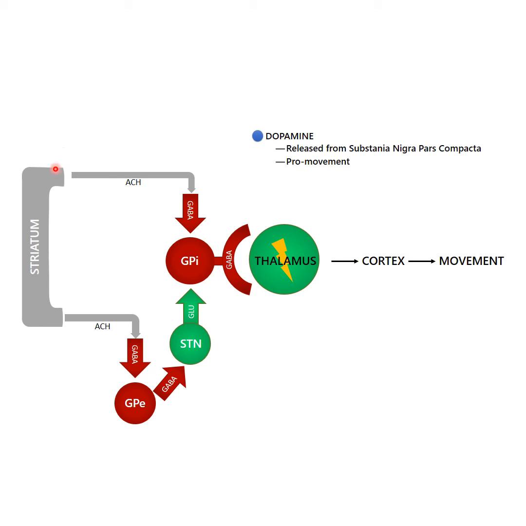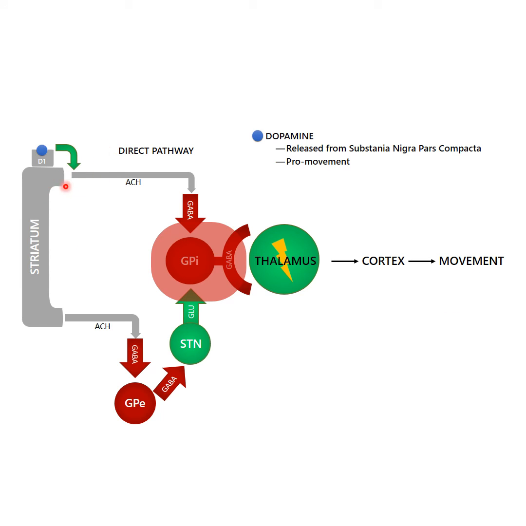Now, here we have a D1 receptor for dopamine in the striatum. So dopamine will be released from the substantia nigra pars compacta, bind to the D1 receptor, and that's going to stimulate this pathway. Okay, so you're going to get that release of acetylcholine, you're going to get the release of GABA, you're going to inhibit the globus pallidus internus, thereby disinhibiting the thalamus. Okay, this is inhibited, thalamus is free to move.